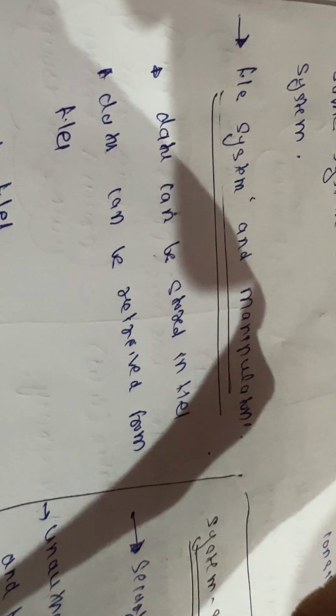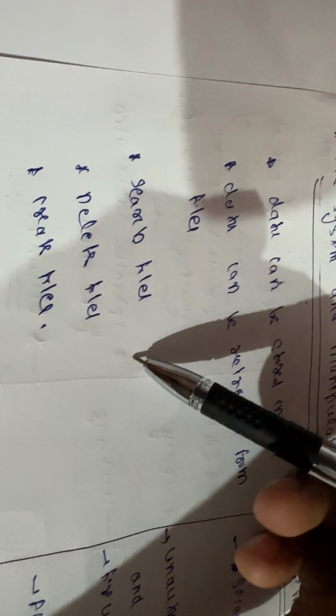So file, the data can be stored in the file. The data can be retrieved from the file. You can basically search the file, delete the file, create a file. These are the things that you can do with files. In order to do this, the operating system helps in manipulating all these files.